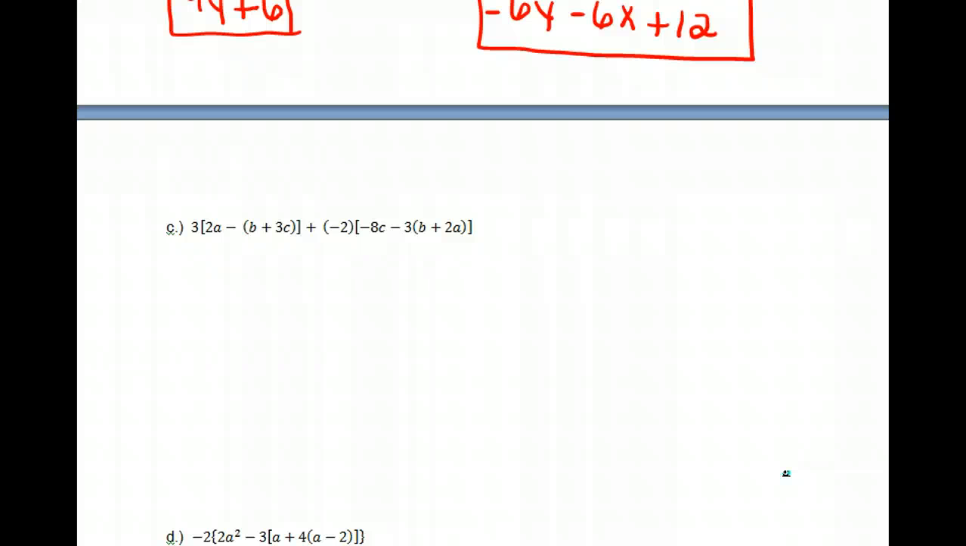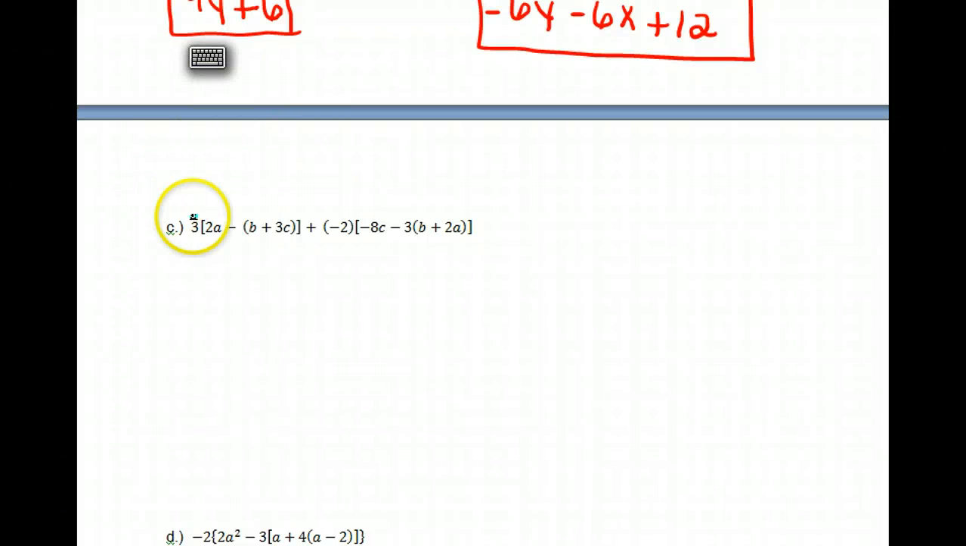Now, example C, we have a lot going on here. You see that we have a ton of grouping symbols here. Don't be frightened by the amount of grouping symbols that you see. You simply start on the inside and work your way out.